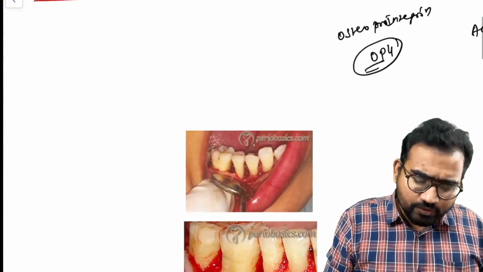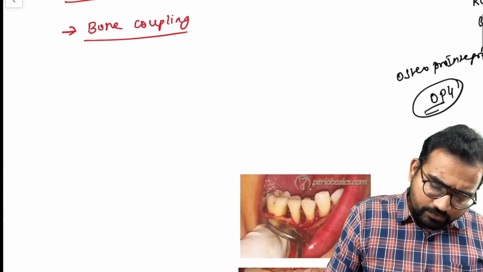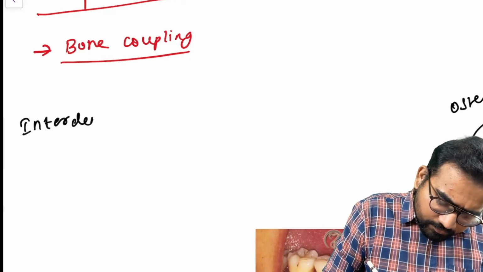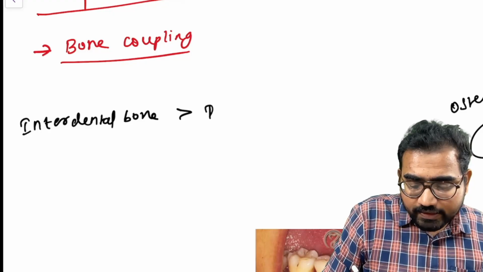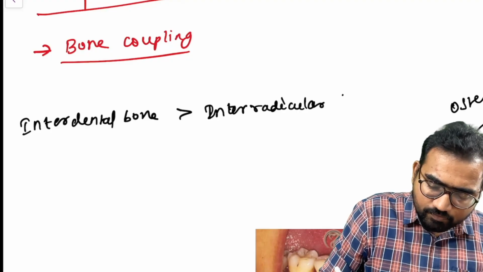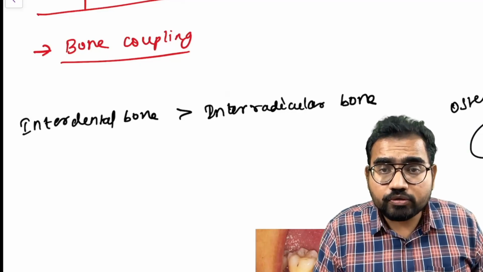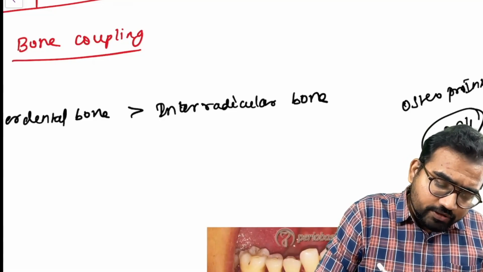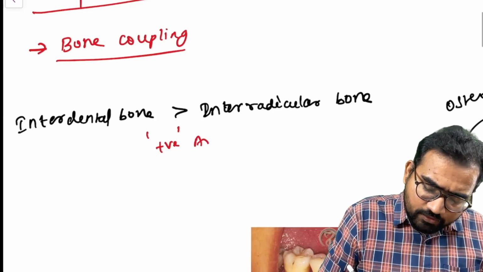Now coming to a few defects. Okay, so normally, the interdental bone should be above the interradicular bone. The interdental bone should be more than the interradicular bone. This is called the positive architecture. Okay, this is called the positive architecture.